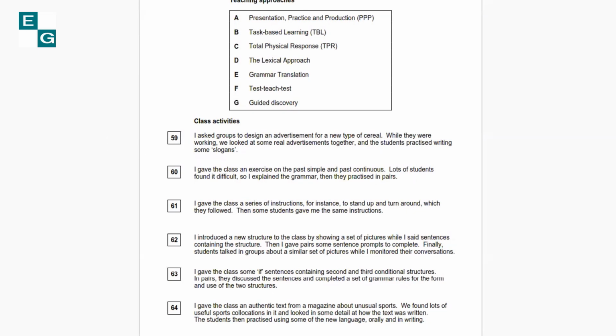What do we find in number 59? Number 59. I asked the groups to design an advertisement for a new type of cereal. While they were working, we looked at some real advertisements together, and the students practiced writing some slogans. So what kind of teaching approach would this be?